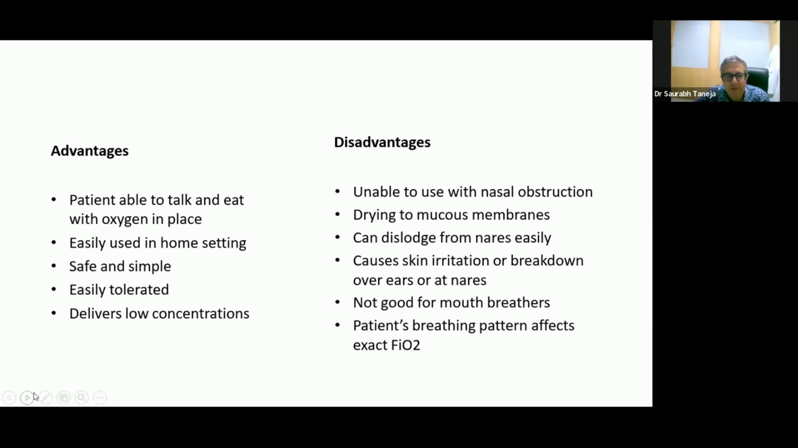The benefit is that the patient is able to talk. He can eat with a nasal flow of 1, 2, 3, 4 liters. It is very safe and simple to apply. It is very easily tolerated. When we give oxygen at 2, 3, 4 liters, it is very comfortable for the patient. It can even be used at home. Yeah, next slide.